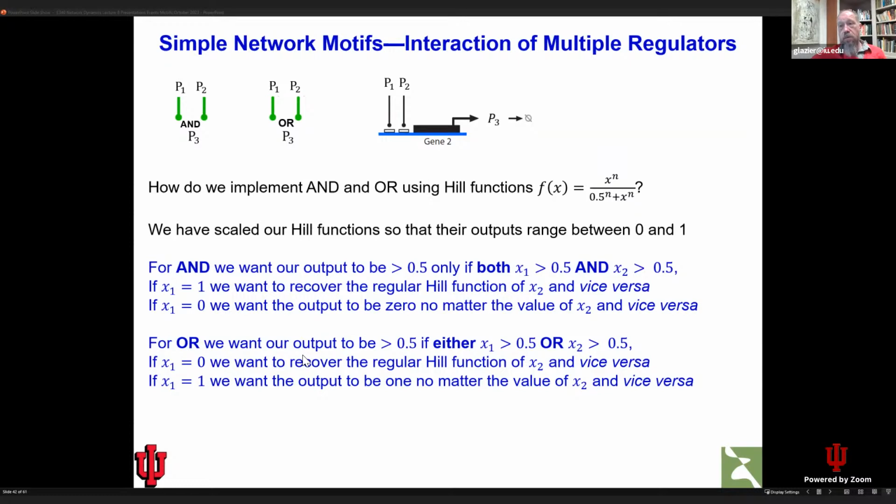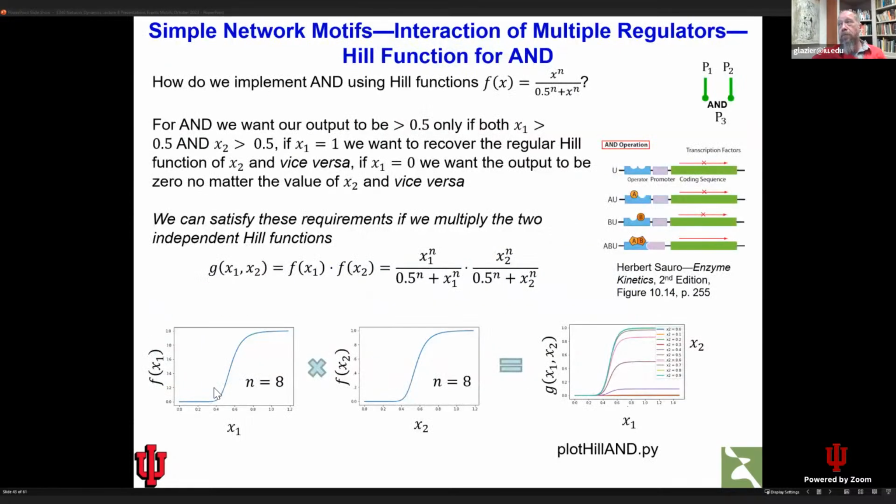So these are the continuous approximations to the Boolean gates. For an OR, AND winds up being quite easy to implement. OR is a little trickier. For an OR, we want our output to be bigger than a half if either x1 is bigger than a half or x2 is bigger than a half. If x1 is 0, we want our output to be the Hill function of x2. If x1 is 1, we always want to get 1, no matter what. And there are some biological examples of these. And Herbert in his enzyme kinetics books covers several of these.